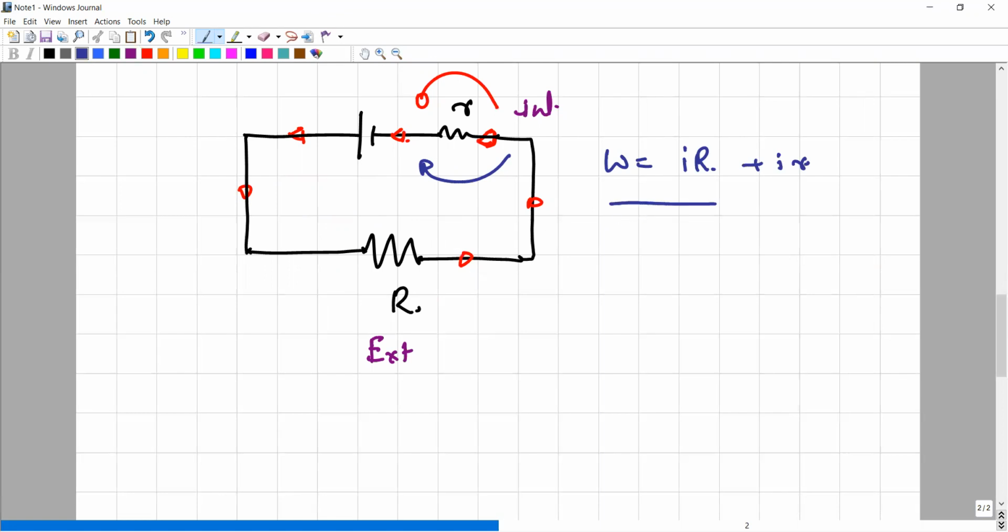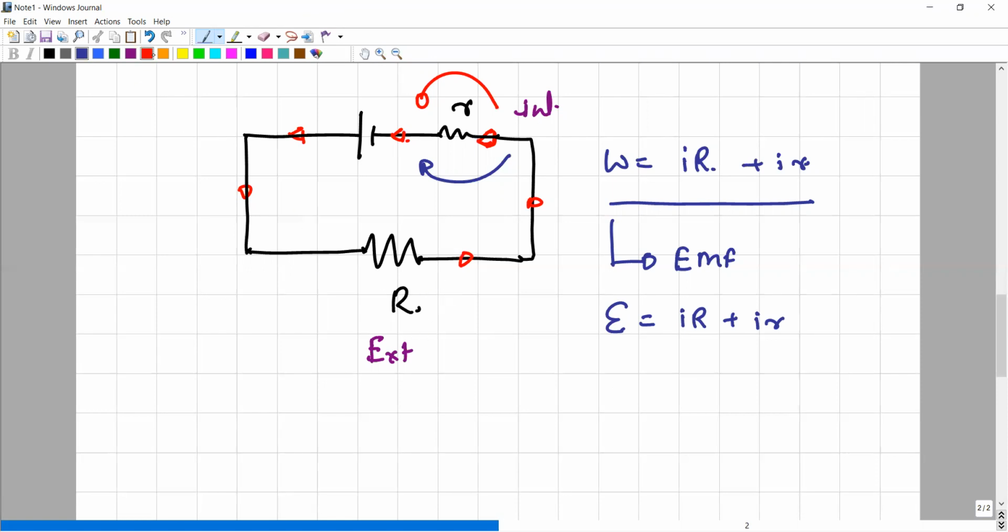So this value here, the total work done, this value is called the EMF. This is the EMF of the cell. So your expression would become EMF is equal to I times capital R plus I times small r. Very simple.